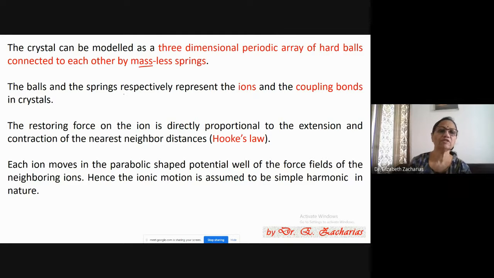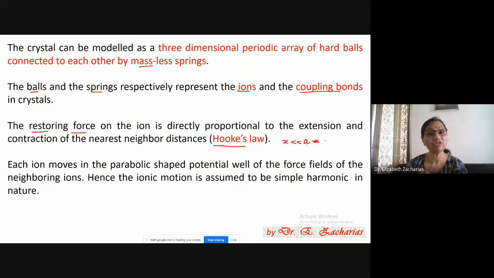Okay, so the balls and the springs are respectively representing the ions and the coupling bonds between the ions. And then you're talking of restoring force. When I talk of restoring force, you should immediately remember Hooke's law. I told you that the contraction or elongation of the bond, X, will be much less than A.